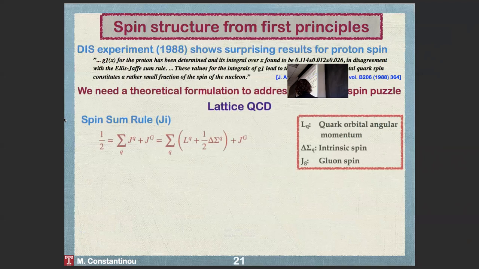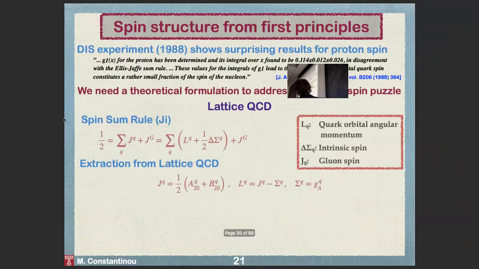And we have been traditionally using the G-spin sum rule because it's gauge invariant, and we can compute the different contributions in lattice QCD of the gluon spin, the intrinsic spin, which is related to the axial charge, and the total quark spin. And then one can extract indirectly the quark orbital angular momentum. Of course, there are other decompositions.